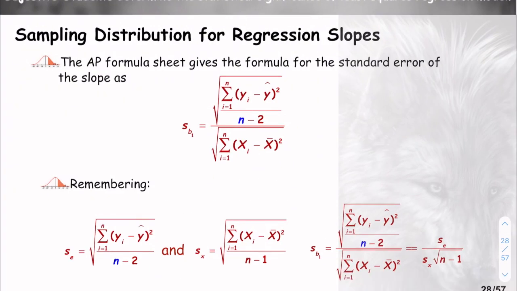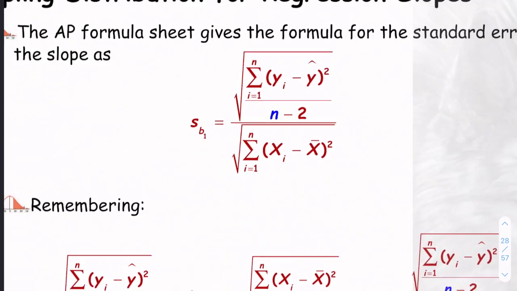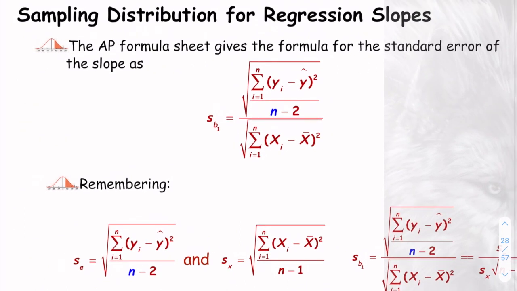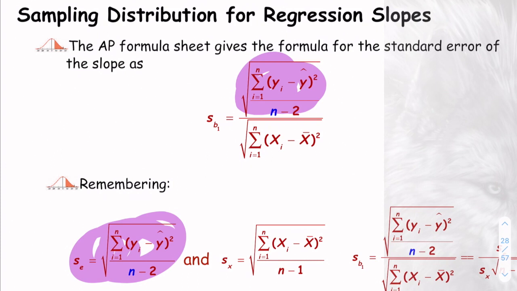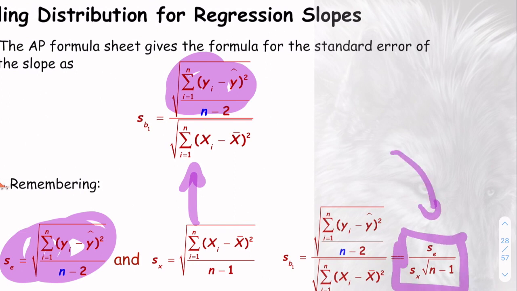Now, what the AP formula gives you is this mess of a formula. And what you need to realize is that this S sub B1, or the standard error for our slope, is just our standard error for our residuals. That's our numerator. And then we have our standard deviation for our x values, which goes down here. So if we put those two formulas together and do a little bit of simplifying, we get our nice and easy formula. Now, oftentimes you're going to be given a computer output that has all of these values in there. And you're going to have to figure out what value goes in the numerator and what goes in the denominator.